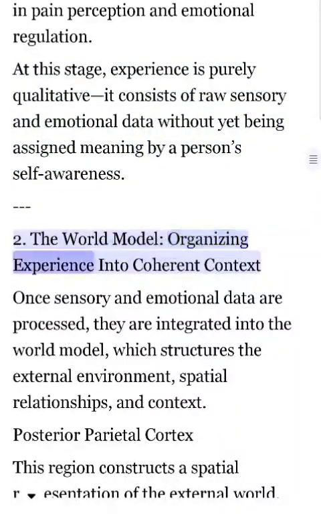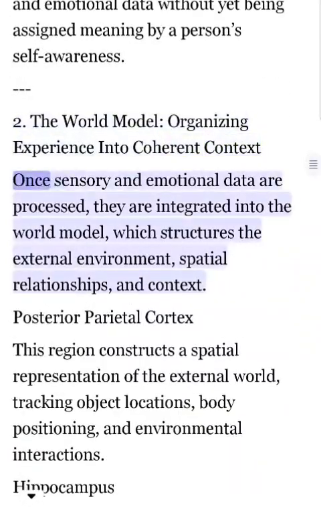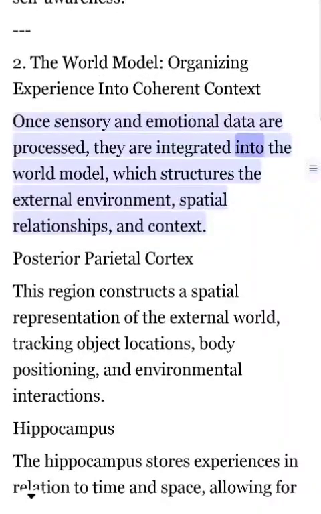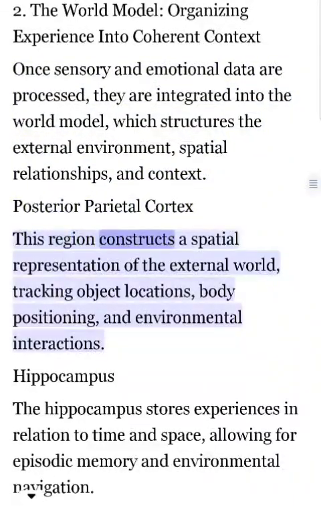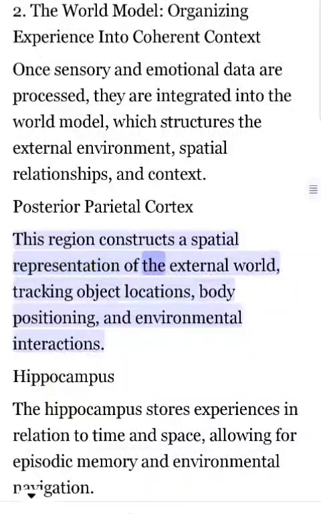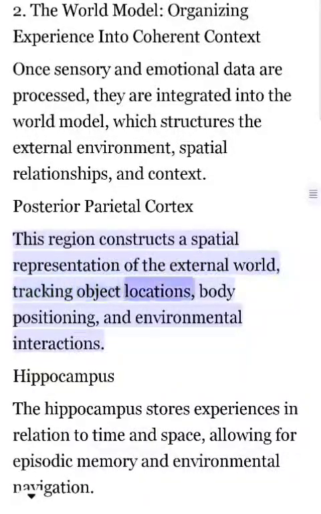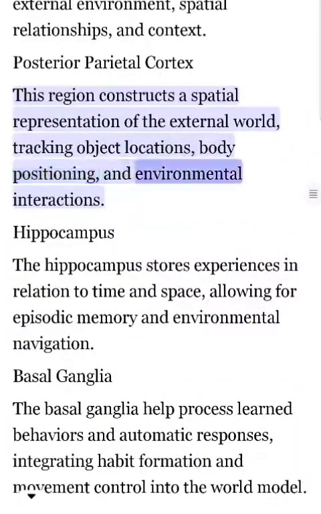2. The world model, organizing experience into coherent context. Once sensory and emotional data are processed, they are integrated into the world model, which structures the external environment, spatial relationships, and context. Posterior parietal cortex. This region constructs a spatial representation of the external world, tracking object locations, body positioning, and environmental interactions.